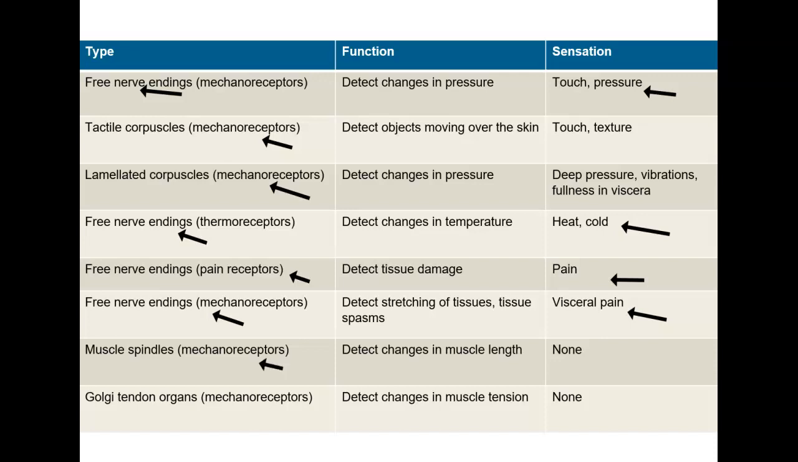Within the muscles, we have muscle spindles, which are mechanoreceptors, and we have Golgi tendon organs, which are found in tendons, which are mechanoreceptors. And these detect basically changes in the length or tension in the muscle or the tendon. And really you don't sense these particular things, so there's no sensation, but this information is sent to the spinal cord to allow it to understand what's happening in the muscles and what's happening in the tendons.